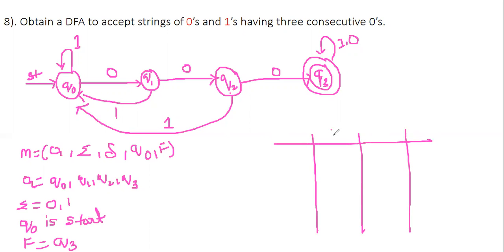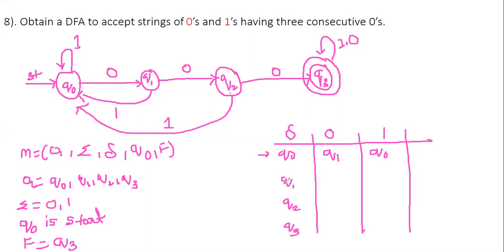So 0 and 1. So this should be delta. Q naught is the start state. Then later Q1, later Q2, then Q3 exactly. So Q naught on receiving 0, Q1 it will be, right? Q naught on receiving 1 will be Q naught itself.